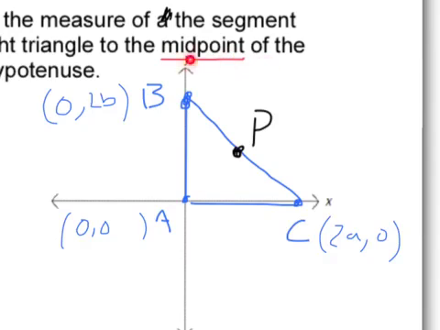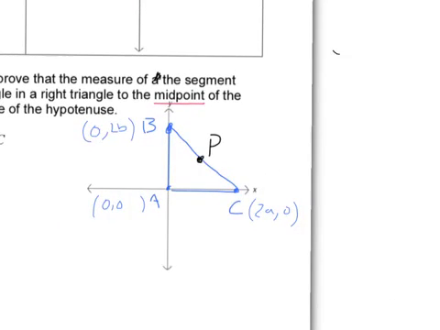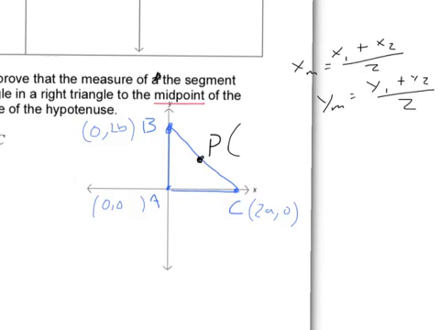Now, this is why I doubled everything, because the midpoint formula says that you add up the x's, x1 plus x2, divided by 2. That's your x midpoint. Your y midpoint is y1 plus y2 divided by 2. So to find the midpoint here, we take this x coordinate and this x coordinate and add them together. 0 plus 2a is just 2a. Then we divide it by 2. Well, 2a divided by 2 is just a.